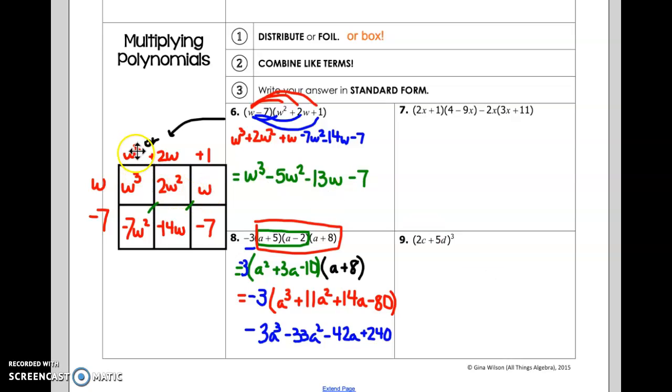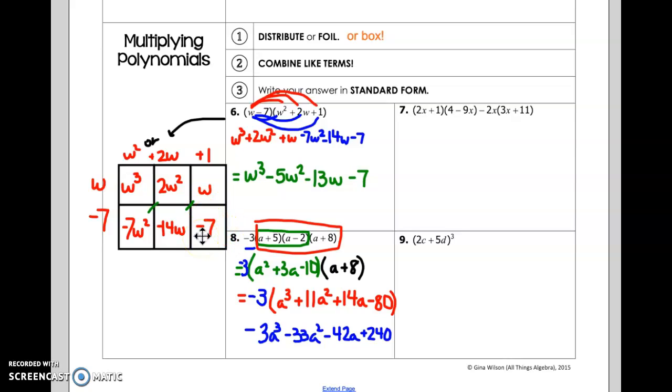Okay, and I left a couple blank here, so if you want to try some, you have the opportunity to do that. The other option is make your box. So put w minus 7 on the side, w squared plus 2w plus 1 across the top, and then kind of like a Punnett square, we multiply, multiply, multiply, and then multiply this way. And then our like terms are pretty cool. They should be on our diagonal. So I have no other w cubes. Here's my w squareds. Here's my w's, and then my constant.